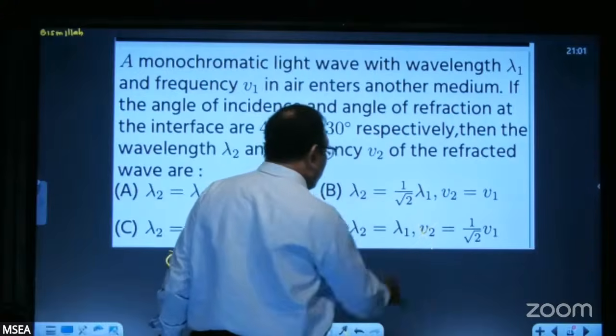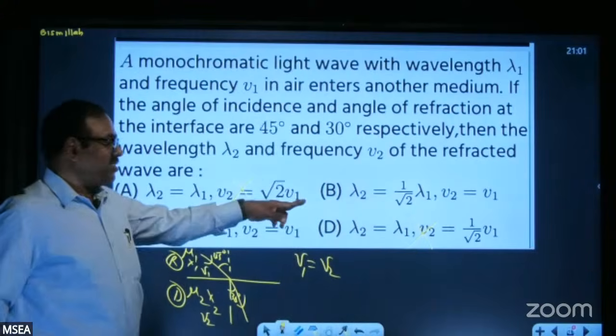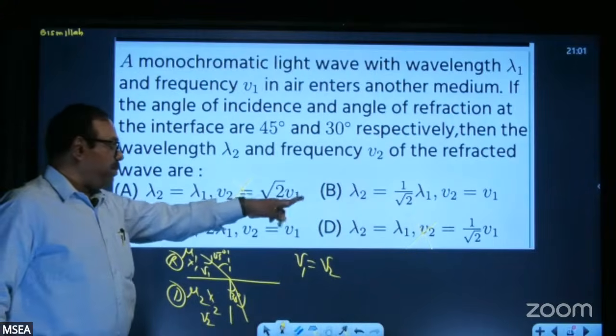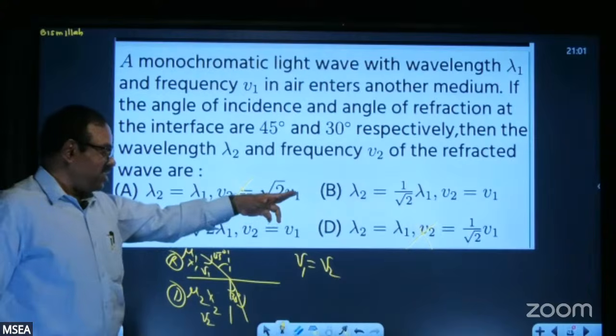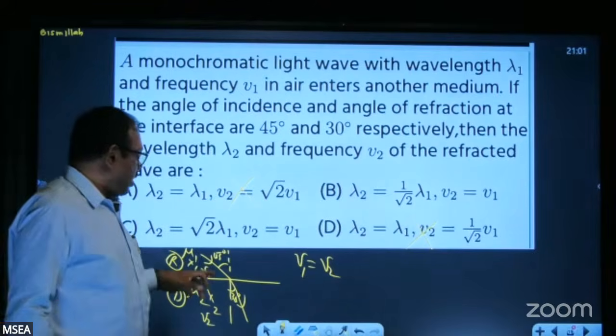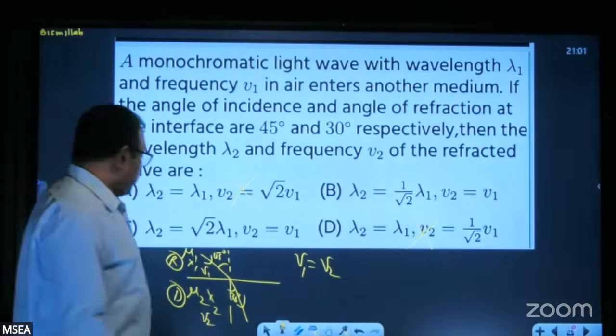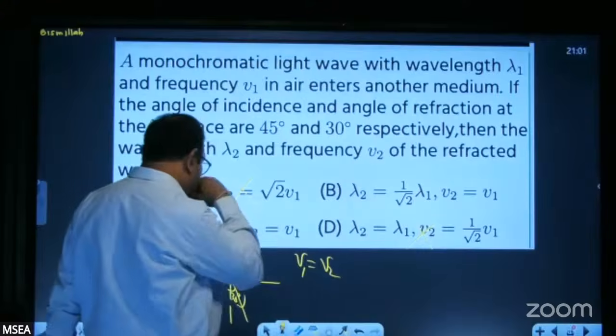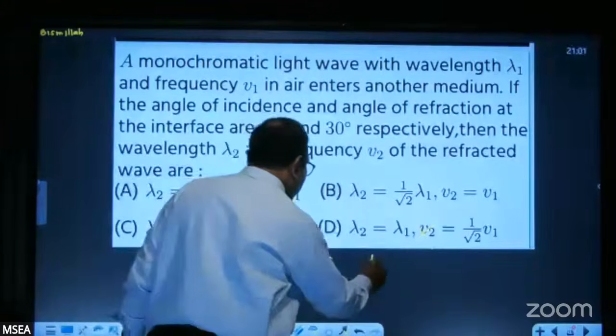Even this one can't be the answer. The answer is there in between, in B or C, right? The answer is only in B or C, because the frequencies are equal. Now, by using Snell's law, we can take. So what about Snell's law?